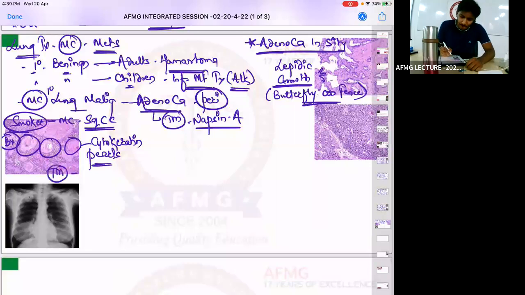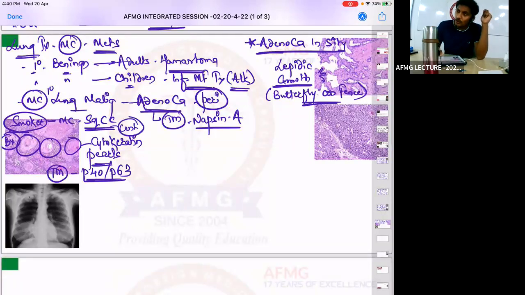Which is the best tumor marker for squamous cell carcinoma? The universal tumor marker for all carcinoma is cytokeratin. But the best tumor marker for squamous cell carcinoma is P40 and P63. Squamous cell carcinoma is central or peripheral in location?